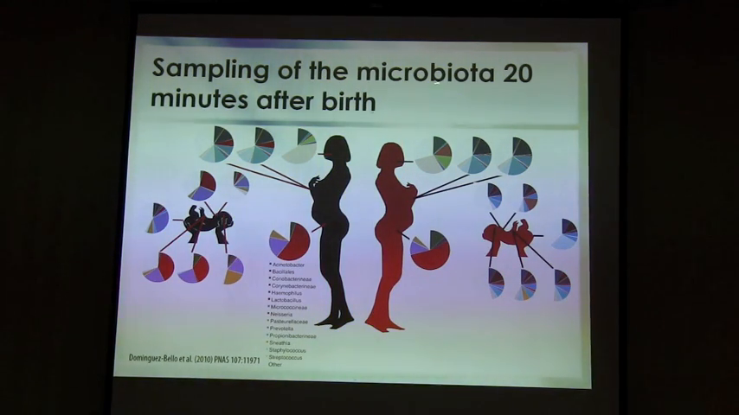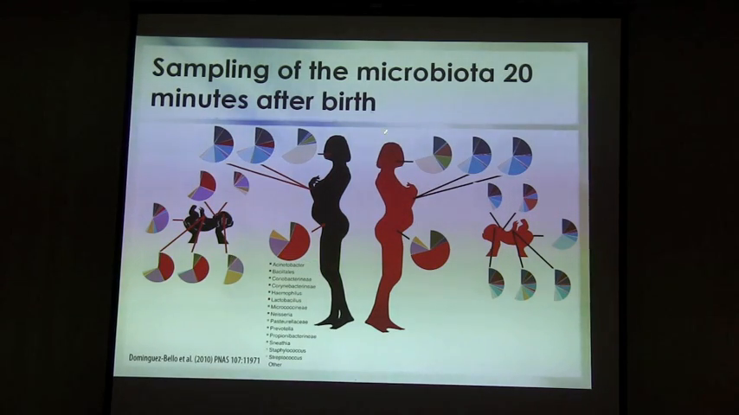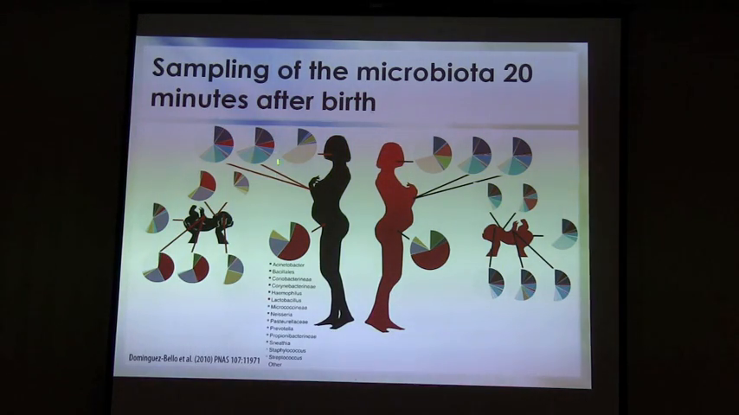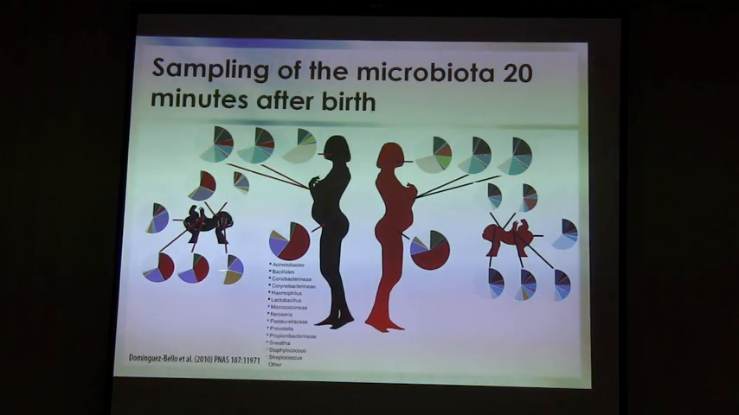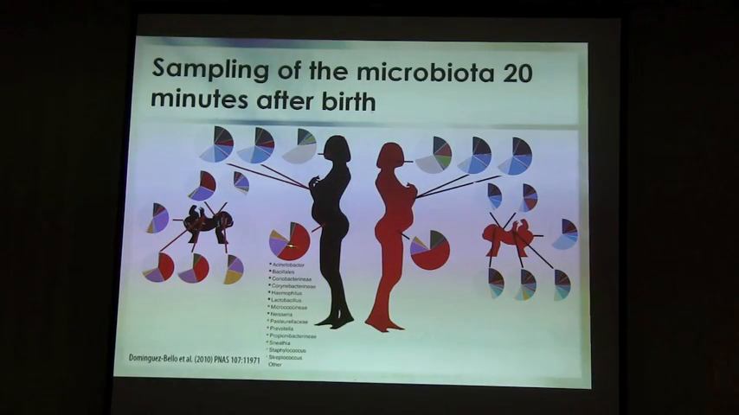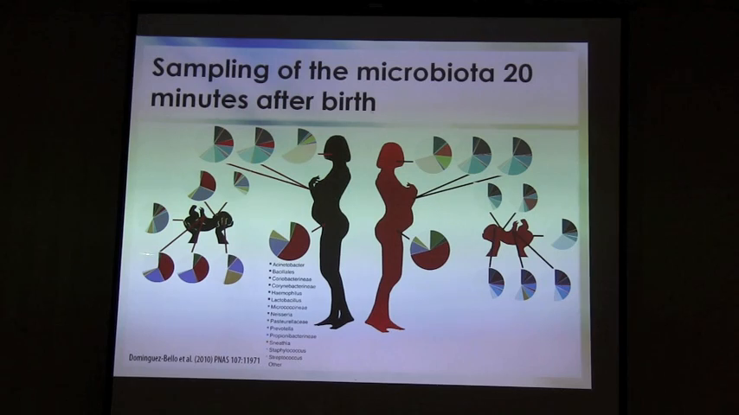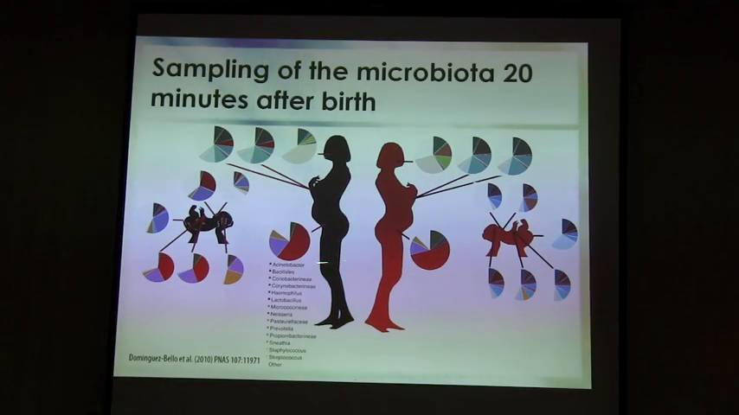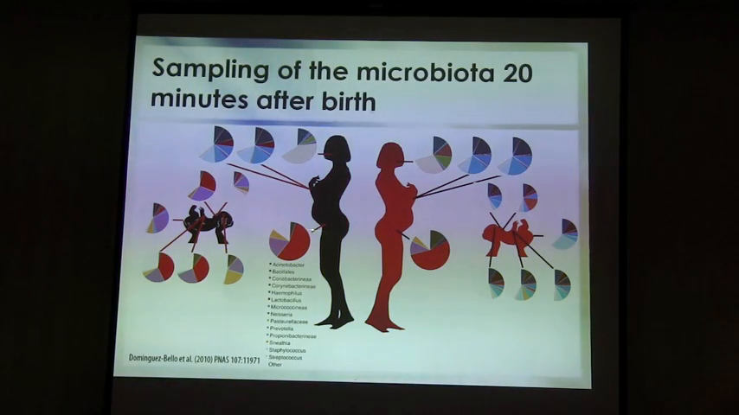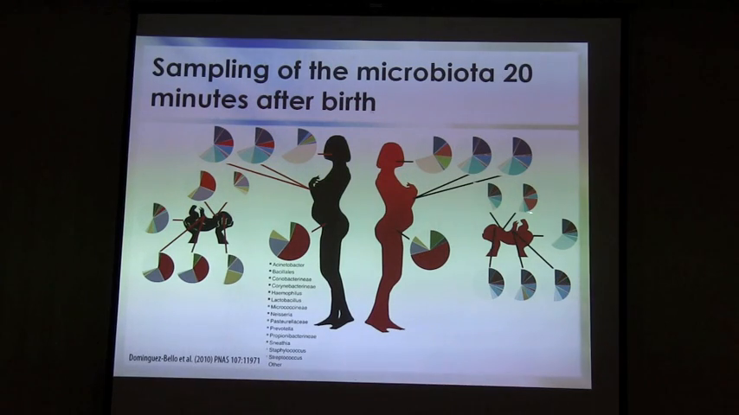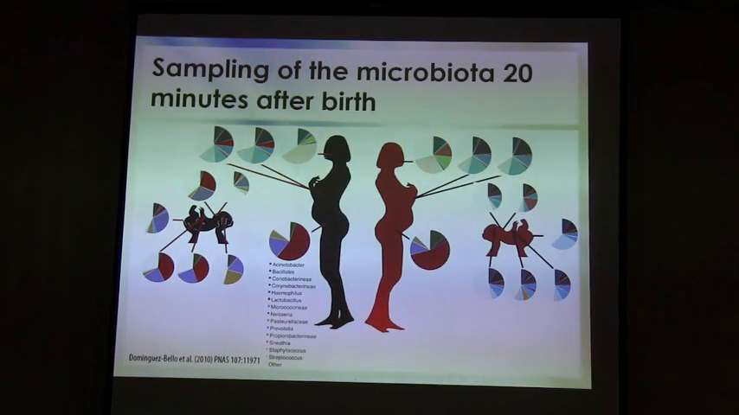So I'm just going to mention some work we did with Maria Gloria Dominguez, looking at sampling the microbiota 20 minutes after birth, and then the mothers were swabbed an hour before they gave birth. What you can see here is that vaginally delivered babies have communities that strongly resemble the vagina, whereas those delivered by C-section have communities that instead strongly resemble the skin.